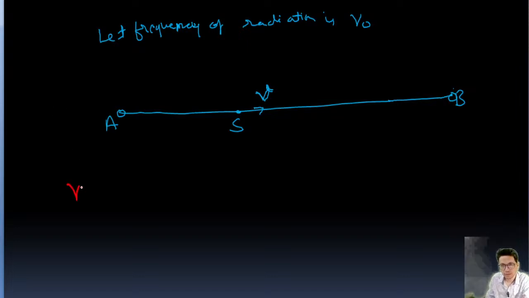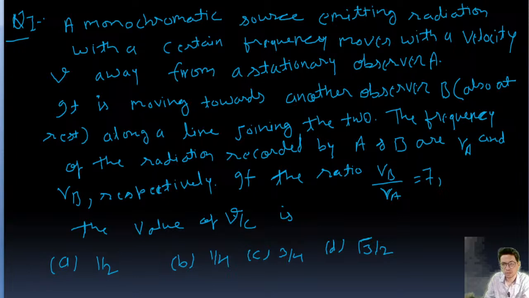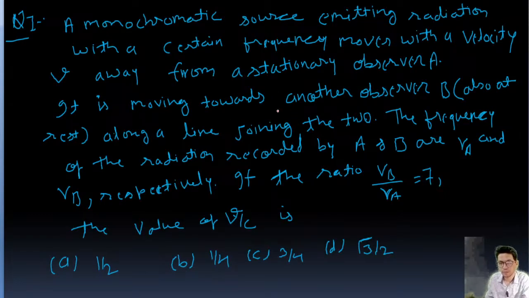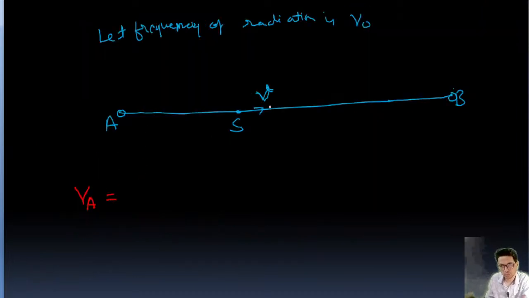So nu A, we have been given this one. Nu A is the frequency of radiation recorded by A. Because the source is moving away, the frequency recorded by A is nu A, and nu 0 is the actual frequency of radiation that we already have. Because the radiation is moving away from A, away means minus, guys. So it is nu 0 root of C minus V upon C plus V.